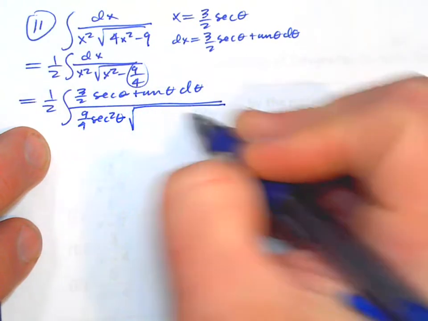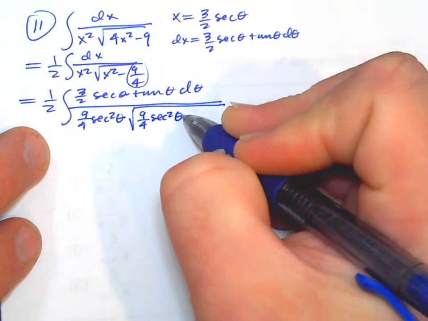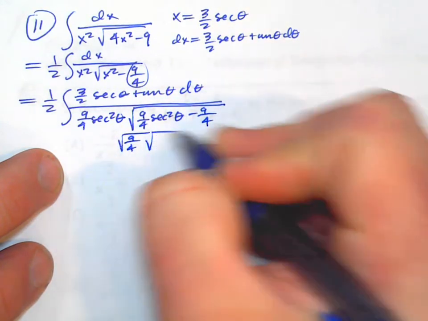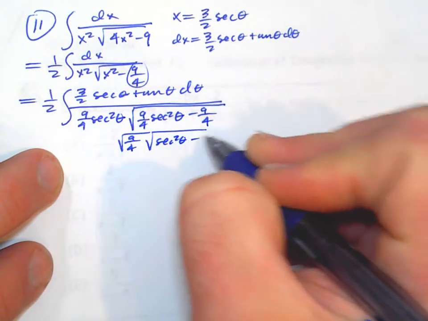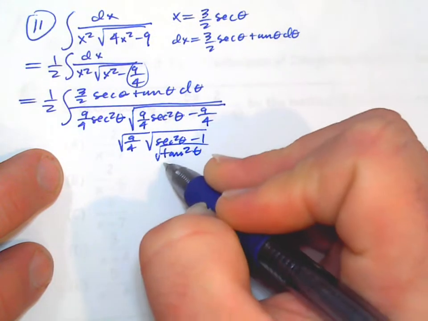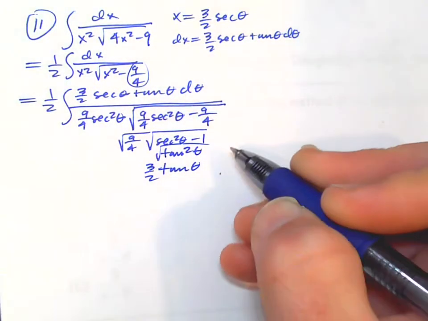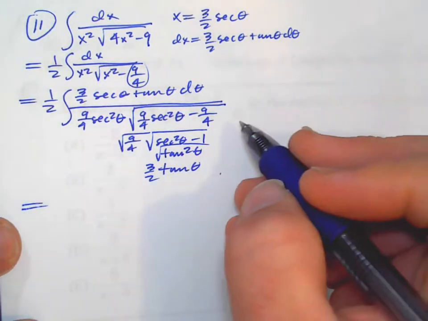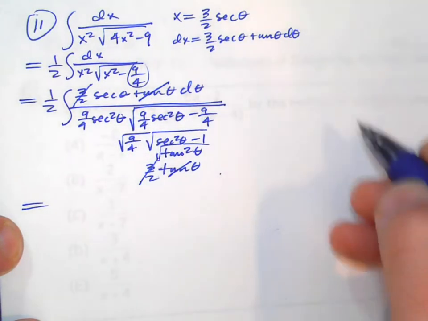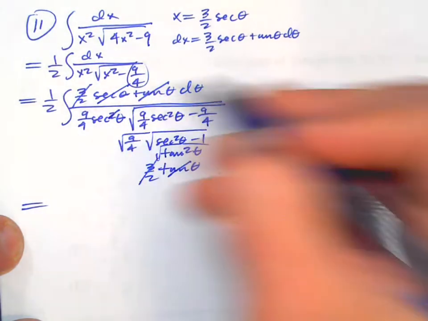And inside, it's going to be 9/4 secant squared theta minus 9/4. So we can take the square root of 9/4 out. And we're going to have secant squared theta minus 1, which is the same as tangent squared, which gives you tangent. So we have a 3/2. So all that boils down to that. Now let's see if we can clean this up. The 3/2 cancel those 3/2. The tangent can cancel with that tangent. We have a secant and a secant squared here, so those can cancel.